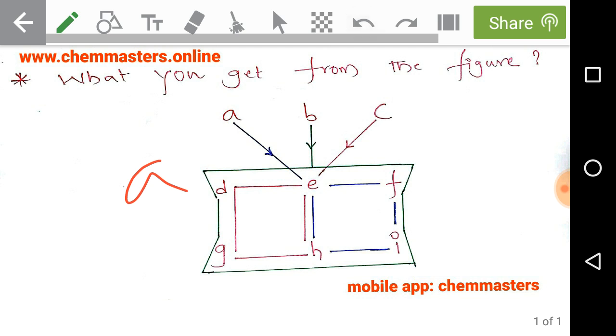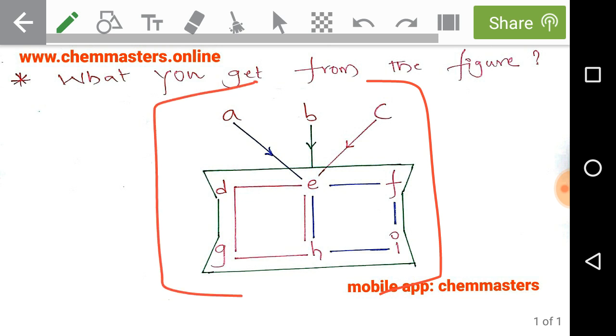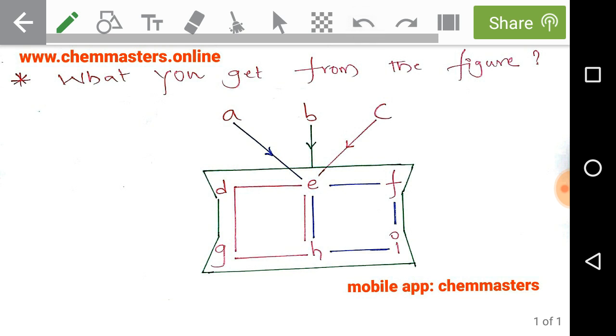Now if you observe the given figure, it has 9 elements in it: A, B, C, D, E, F and G, H, I. So it is simply a 3 into 3 matrix. For a 3 into 3 matrix, how can we find a determinant? Just observe this figure here.